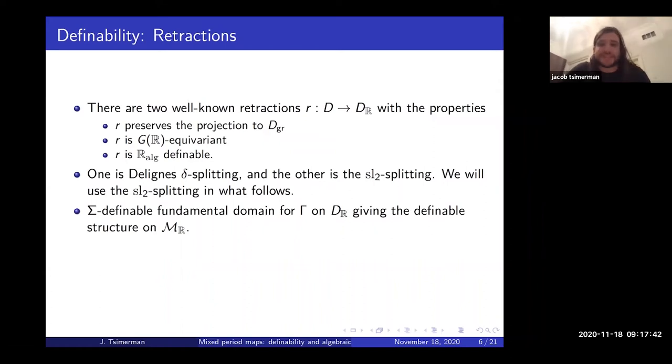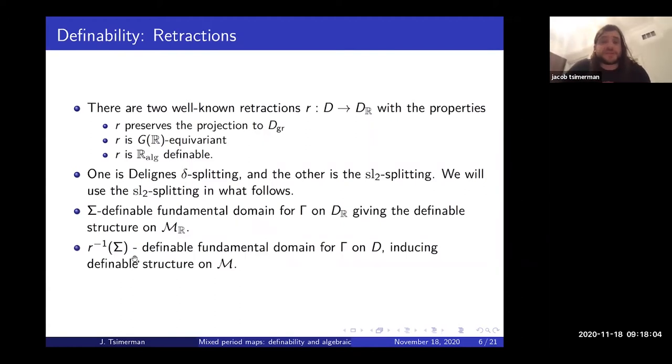If you have a definable fundamental domain on the real split locus for the monodromy gamma, which is GZ, giving the definable structure on the quotient, so you can describe the definable structure by giving an appropriate definable fundamental domain. It's some Siegel set thing. What you can do is look at its inverse image under R inside D. That's going to be some definable fundamental domain for gamma as well, because of properties 2 and 3. And because of property 1, that's going to induce a definable structure on M.